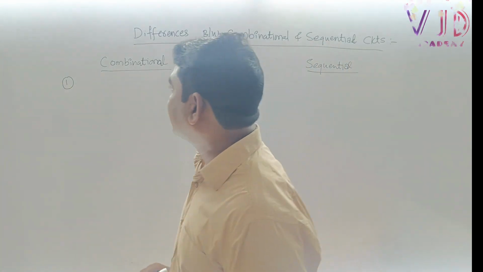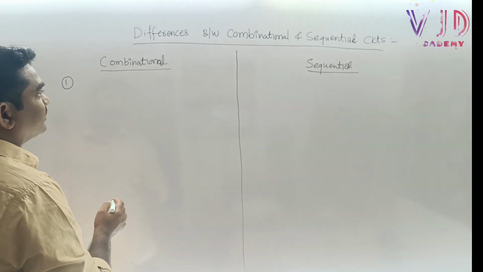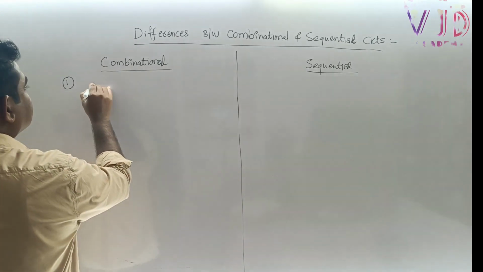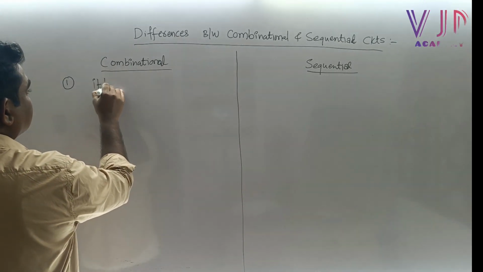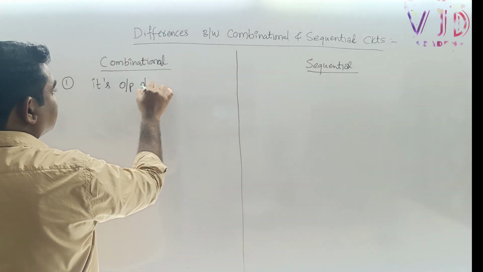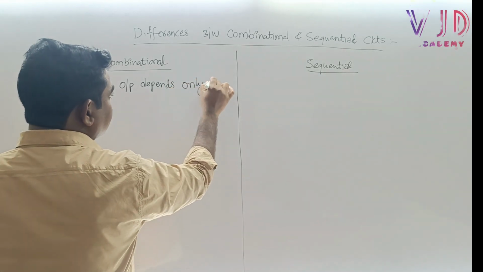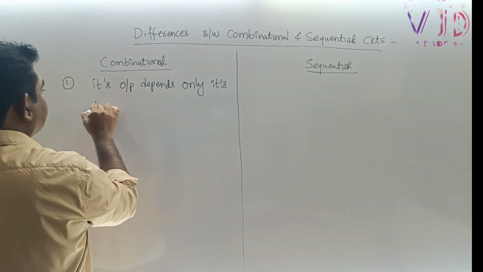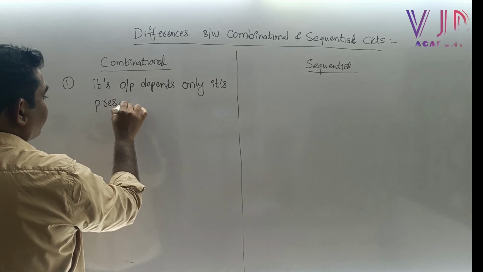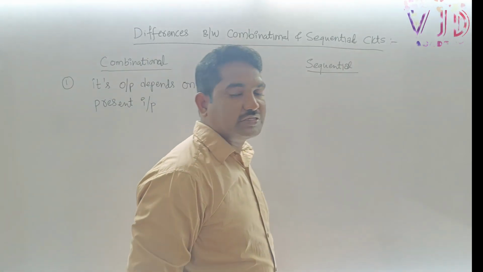The first difference of a combinational circuit is its output. Its output depends only on its present input. This is the first point of a combinational circuit.